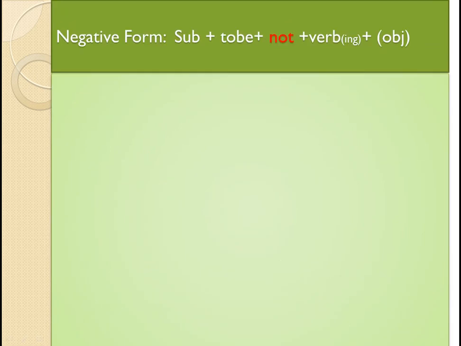Now go to negative form. In negative form here, they have subject, to be, not, verb ing, and an object. In this form, you just add one more word, not, after to be. It becomes negative automatically.